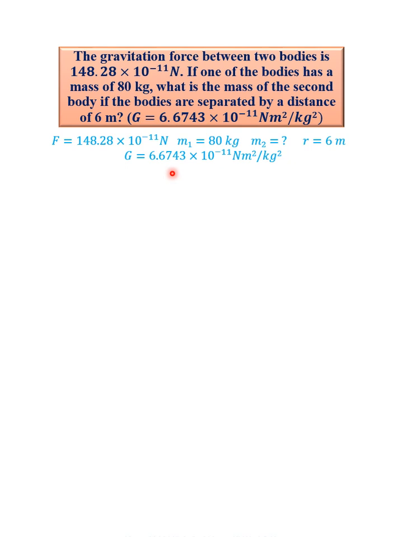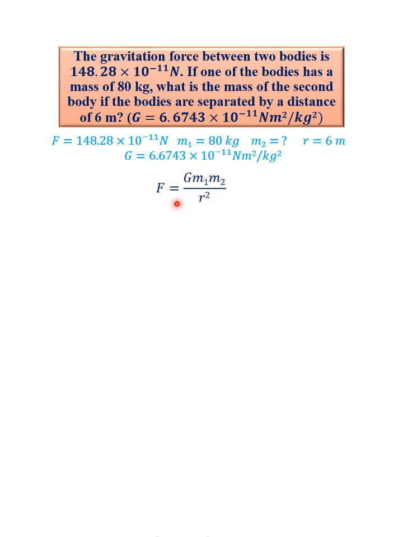Now, let's dive right into this. We have to recall the formula. That is one thing with physics. You have to recall formulas to solve problems. The formula for gravitational force is F equals G m1 m2 all over r squared. It means the gravitational force is equal to the product of the two masses divided by the square of the distance separating them. And again, that is multiplied by the gravitational constant G.